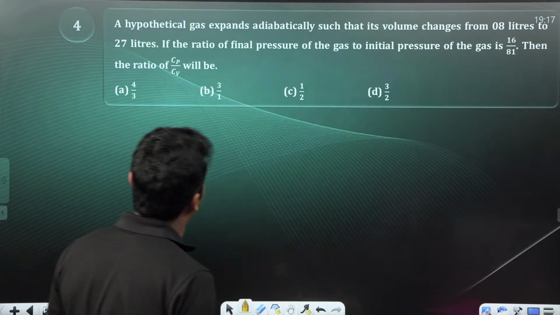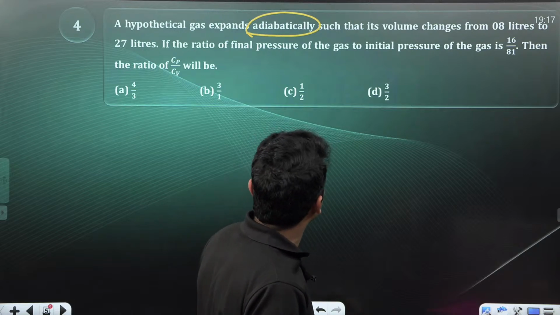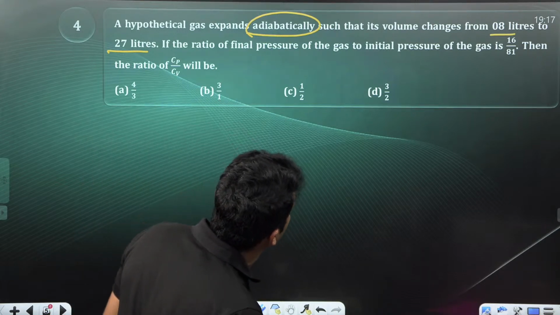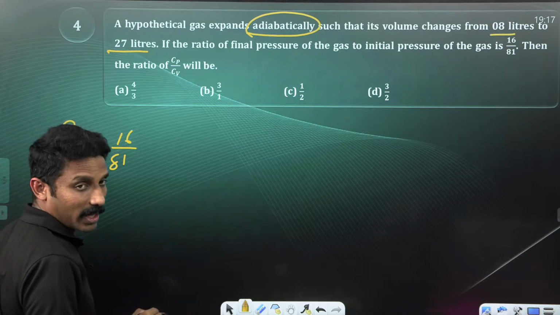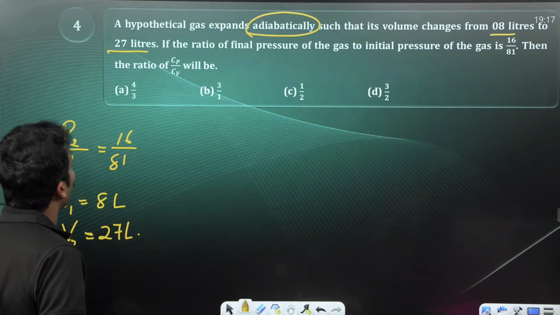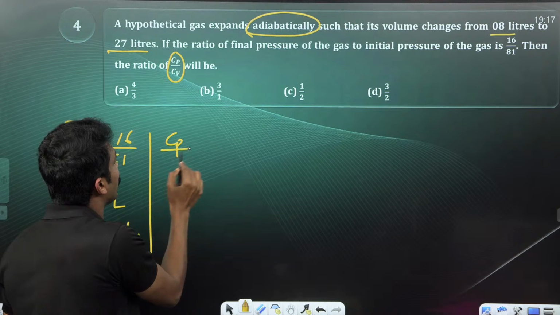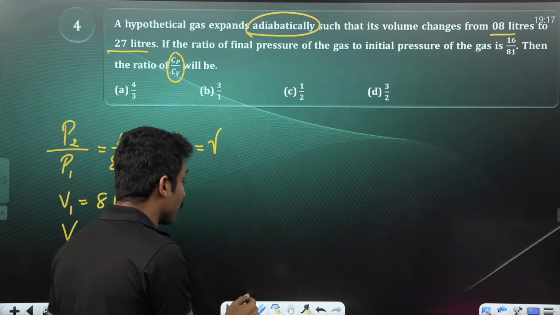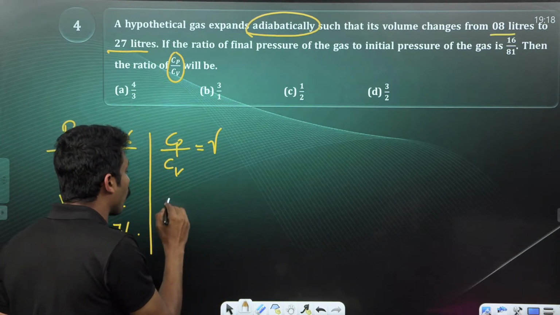A hypothetical gas expands adiabatically, remember this process is given as adiabatic, such that its volume changes from 8 liters to 27 liters. If the ratio of final pressure of the gas to initial pressure is 16 by 81, the initial volume V1 is 8 liters and the final volume V2 is 27 liters. Then the ratio of Cp to Cv is asked. We know Cp by Cv is called gamma, the ratio of specific heats. The process is adiabatic, and the ratio of pressure and volume are given. Then what is the equation connecting pressure and volume in the case of an adiabatic process?